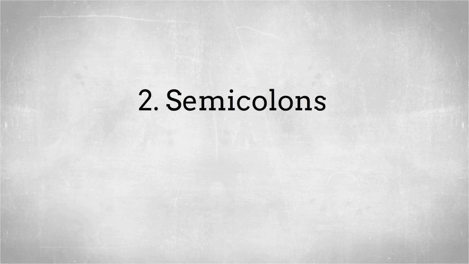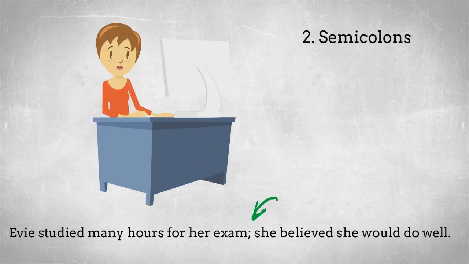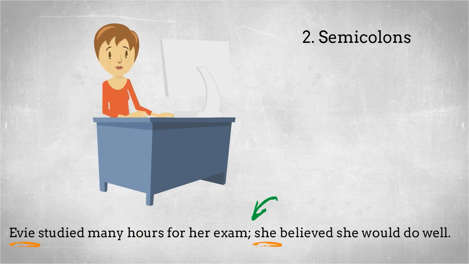Another way to correct run-ons is with a semicolon. Semicolons, like periods, may be used on their own to combine sentences. They may be used to connect sentences with commonalities such as identical subjects.